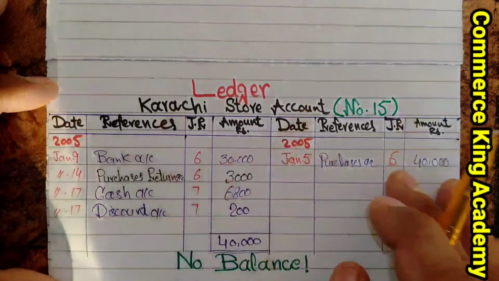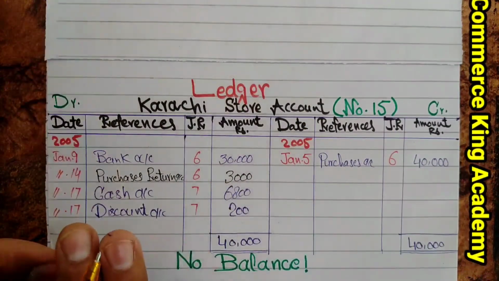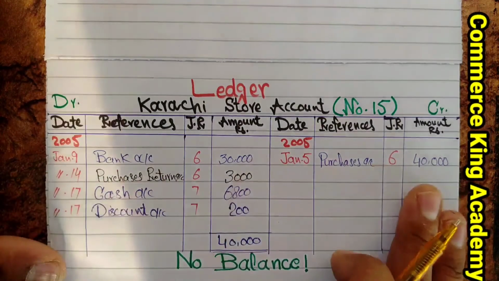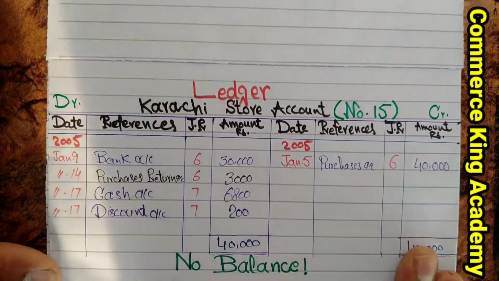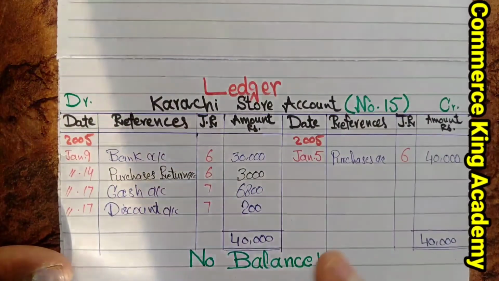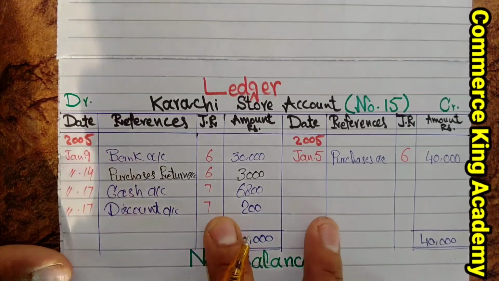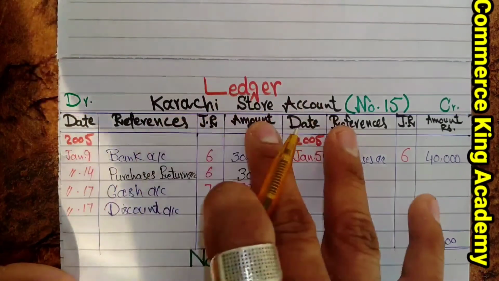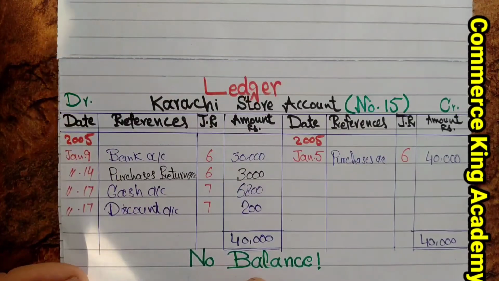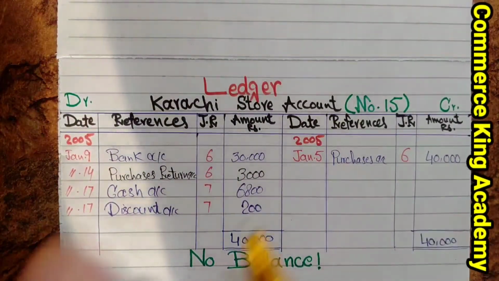Debit side, credit side. This is a different ledger account because it has debit and credit sides equal. There is no difference between both sides. So ultimately we have no balance, and we will not enter this ledger account's balance in the trial balance. Okay, so we will move toward the next ledger account.